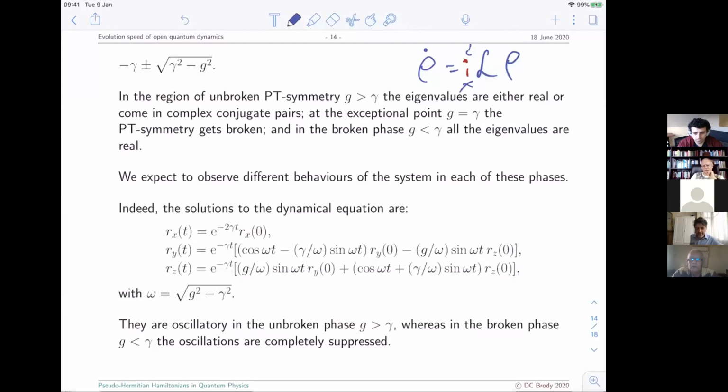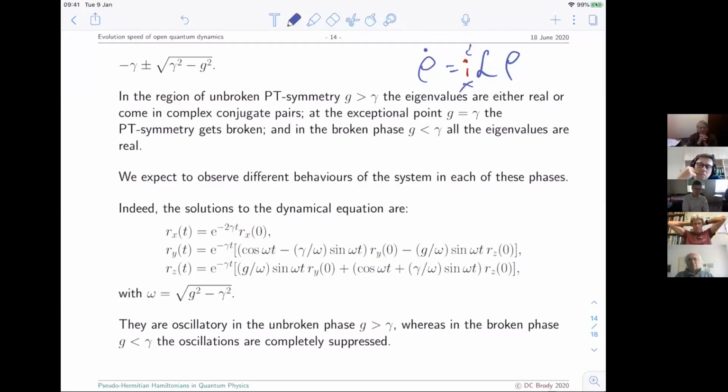So we expect to see different behaviors in the dynamics depending on whether the PT symmetry is broken or not. And indeed, it's straightforward to work out the solution to the dynamical equation. The Rx, Ry, and Rz is given in this representation where omega is this number. So in the unbroken region where G is greater than gamma, omega is real. So you get an oscillation, okay?